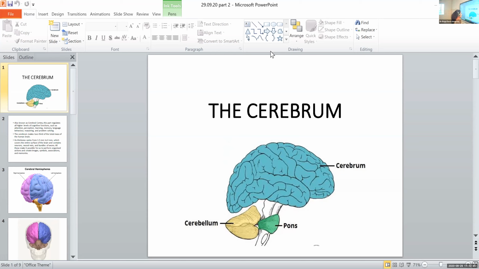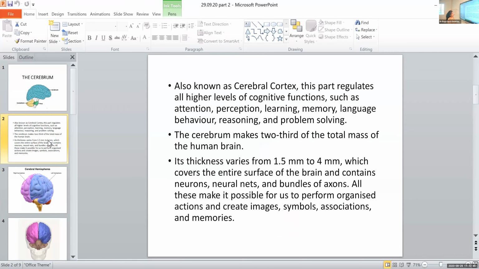Yes. So coming back to the cerebrum, the majority part, the bluish color that you see, is the cerebrum as such. Also known as the cerebral cortex, this part regulates all higher levels of cognitive functions such as attention, perception, learning, memory, language, behavior, reasoning, and problem solving. Attention is basically what things you notice, what you attend to, how long you sustain your attention. Then perception, how you understand and interpret things.